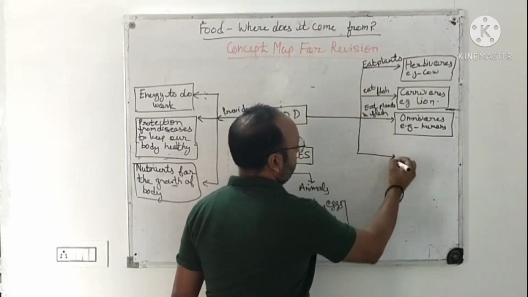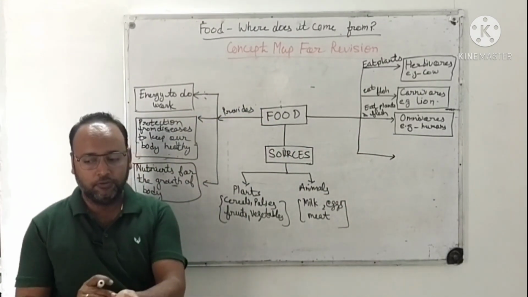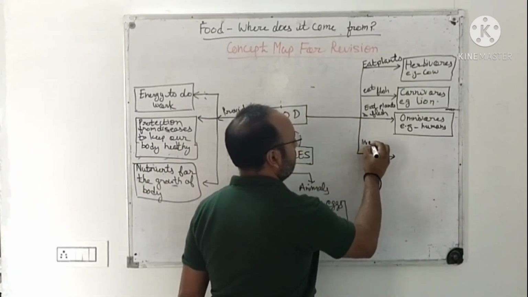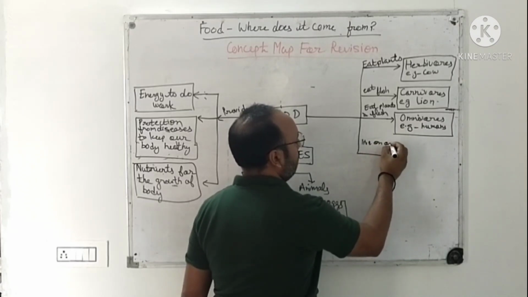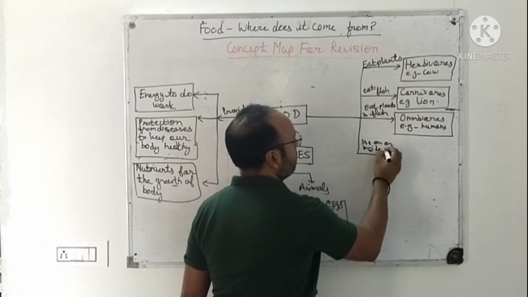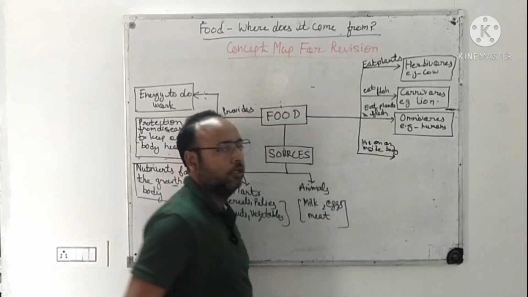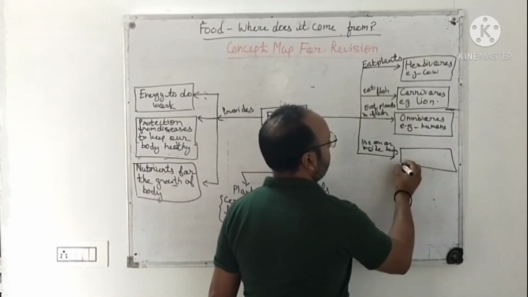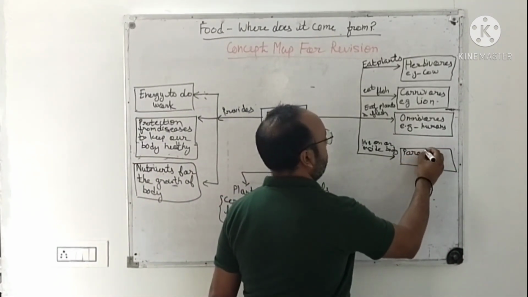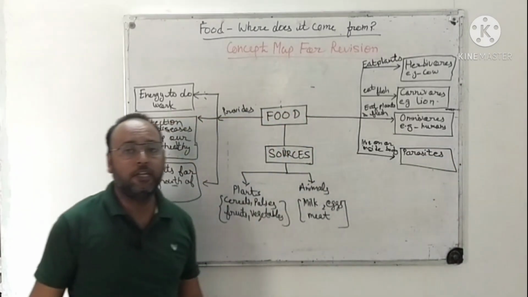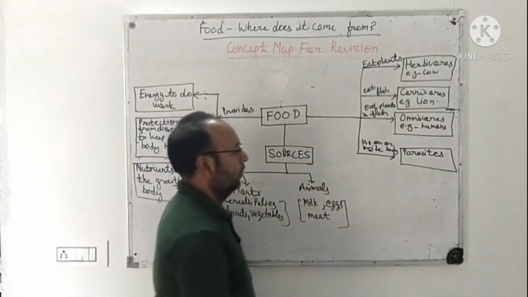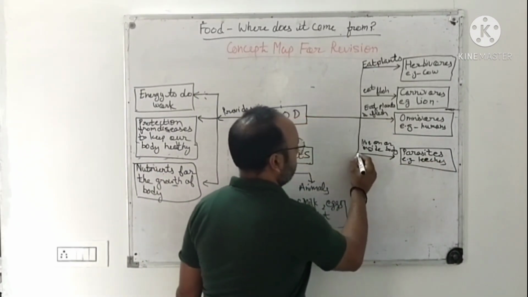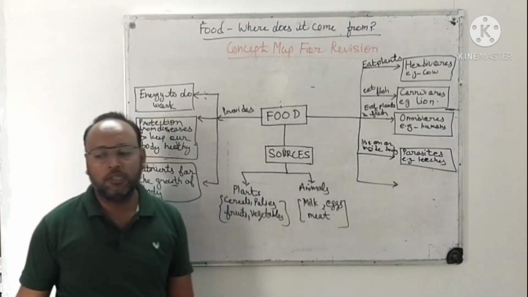Then one more, which I am just telling you for your more information. Those that live on or inside the body of any other organism are known as parasites. You will study in class 7 what parasites are and what kind of nutrition they have. Example, leeches. So these are the parasites.